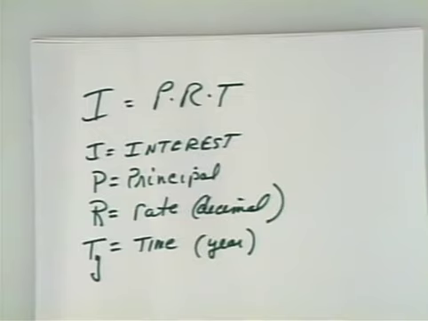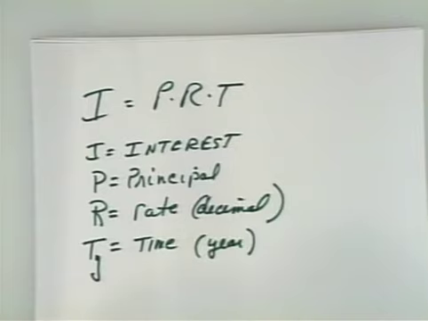Okay. If I was borrowing it for 3 weeks, it would be 3 divided by 52, the number of weeks there are in a year. Time always has to be expressed in terms of a year. Okay? So, let's start on example 1.